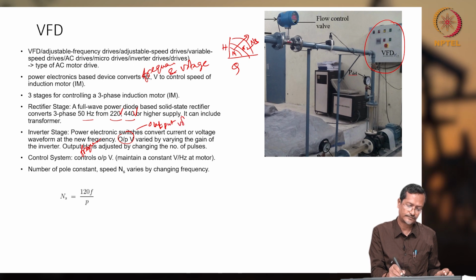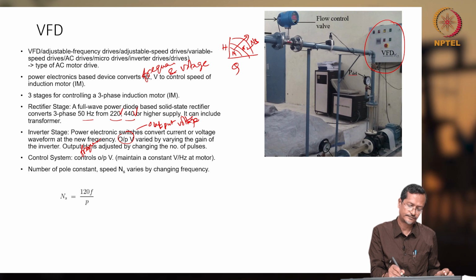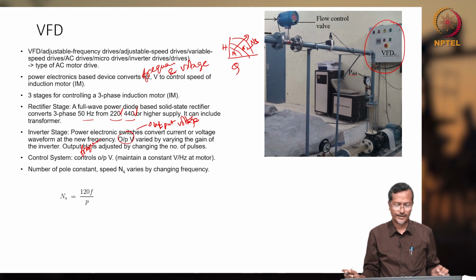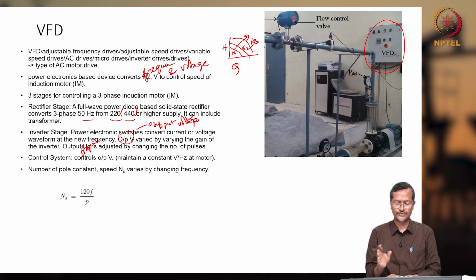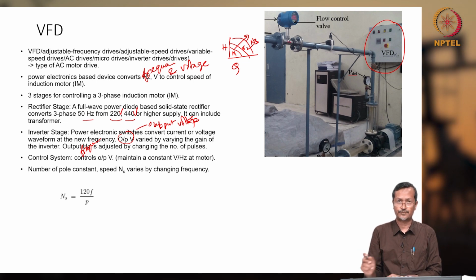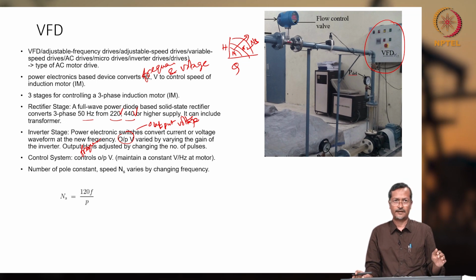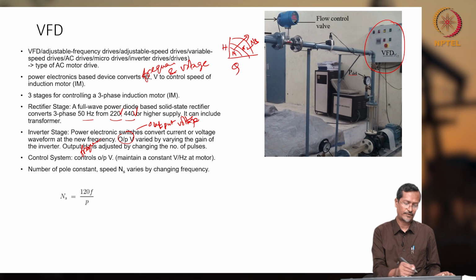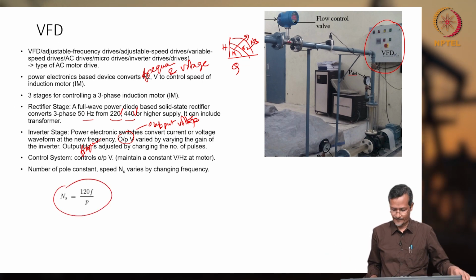The control system controls output voltage, and maintains constant voltage and hertz for the motor. Hertz means frequency, voltage and frequency. Number of poles, this formula I have already shown you actually. So now I need to discuss the same formula again.